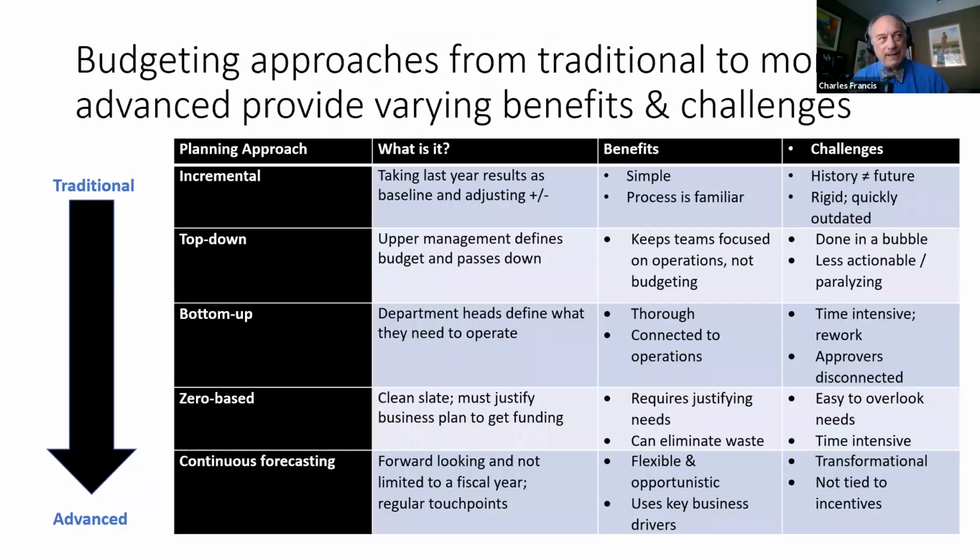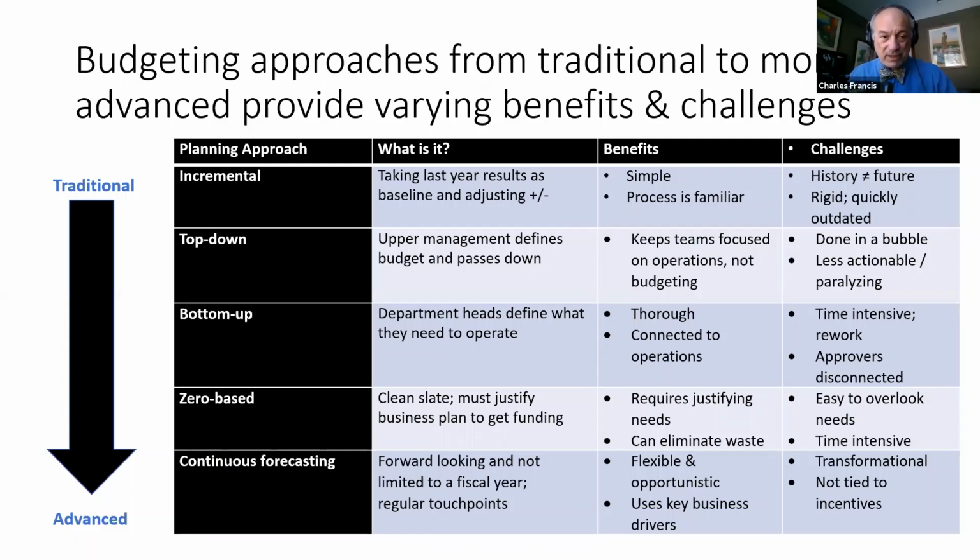Okay, so this is something that I talked about earlier, that our budgeting approaches, from traditional to more advanced, provide varying benefits and challenges. This is a very busy chart. It'll be available for you later to read what the benefits and challenges are in the movement from traditional to advanced. And many of us are in here in the journey, but we've probably also discovered this year the necessity for continuous forecasting. In other words, every month we didn't know what was happening with COVID.